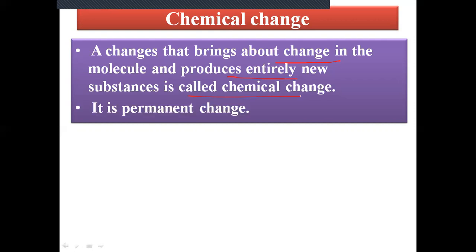It is a permanent change. That's why chemical changes are generally irreversible. We cannot undo that. If it happens, we cannot reverse it back. It is a permanent change.